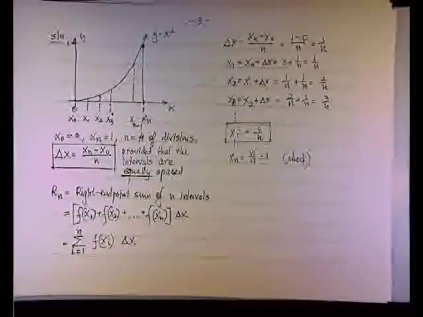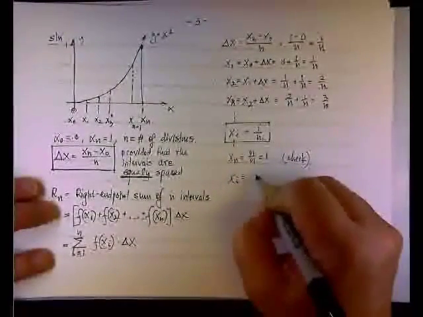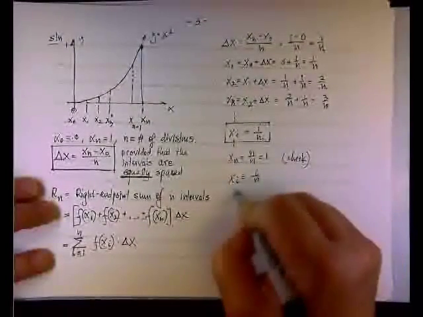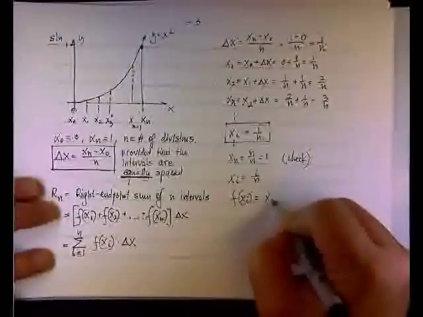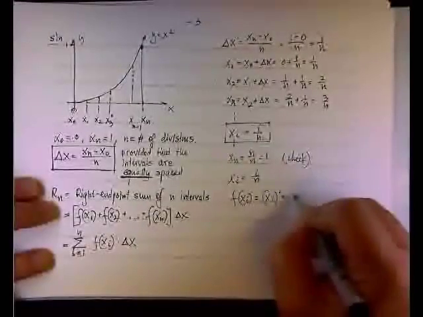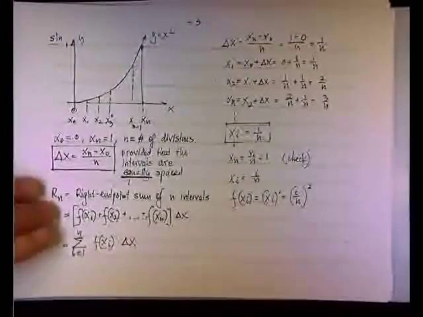Also, we need to provide the expression for f of x sub i. x sub i, let me rewrite it, is i over n, and therefore f of x sub i, which is x sub i squared, becomes i over n squared.